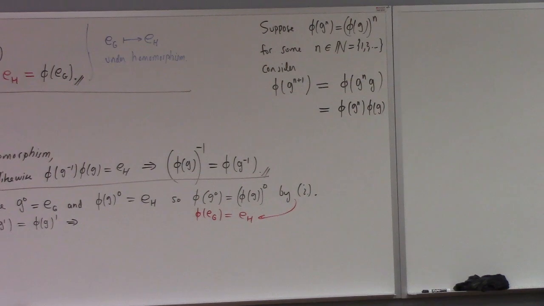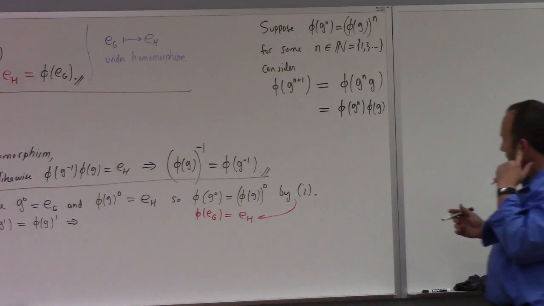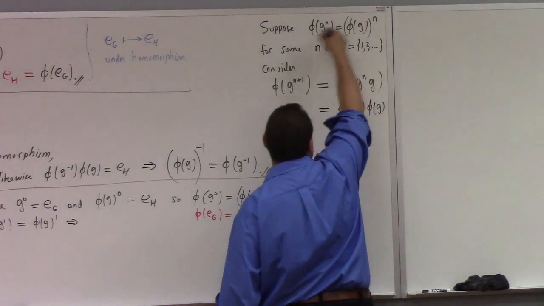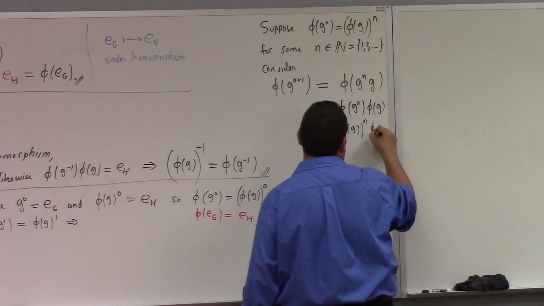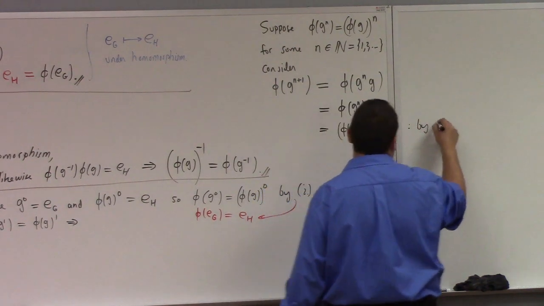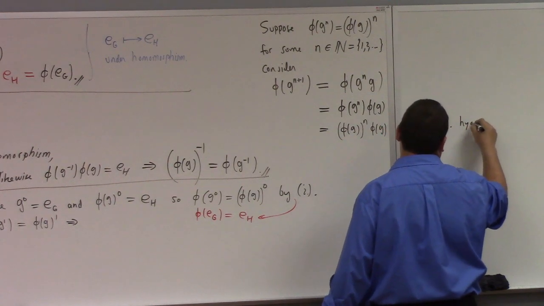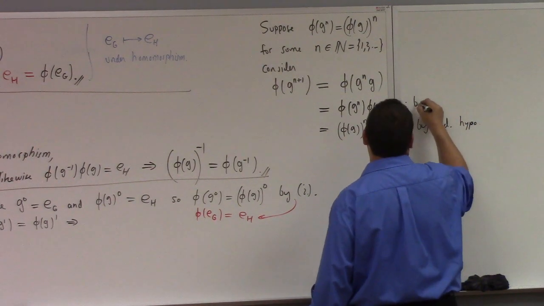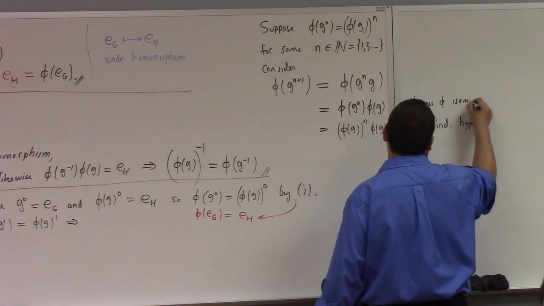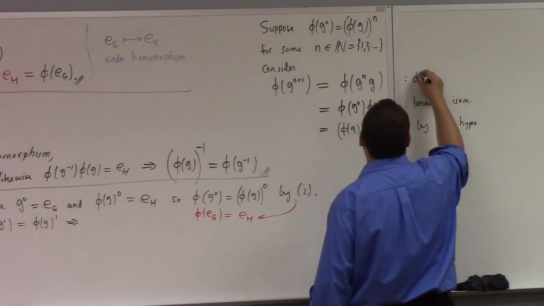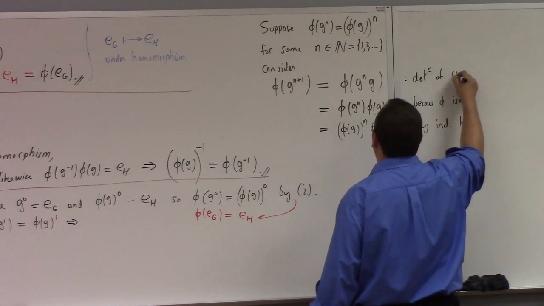What's that? That's the structure preserving property of the isomorphism, right? That multiplication transfers from the domain to the target, to the range. All right, and then what? Oh, by the induction hypothesis, that's phi of g to the n times phi of g. That's by our induction hypothesis. This is because the isomorphism, and this was definition of what? G to the n plus 1.